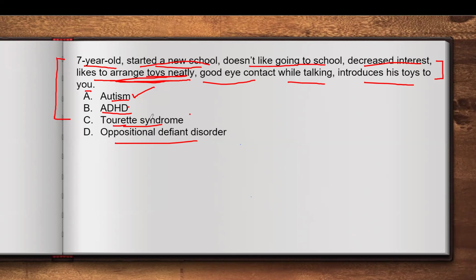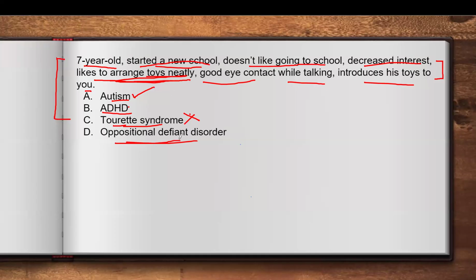There are no motor or vocal tics. So Tourette syndrome is very less likely here. Similarly, oppositional defiant disorder is also a psychiatric disorder in which the child usually defies or has argumentative behavior toward his peers, like his seniors, his parents, his teachers.